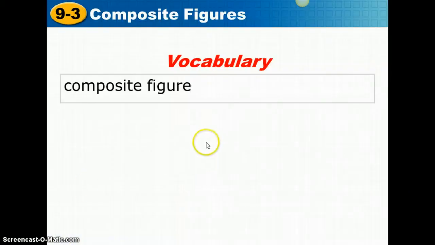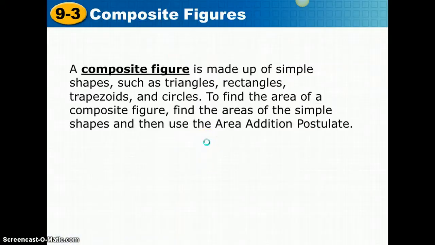Okay, let's begin and let's take a look at what a composite figure is. A composite figure is made up of simple shapes such as triangles, rectangles, trapezoids, and circles. To find the area of a composite figure, we're going to find the areas of the simple shapes and then use the area addition postulate.